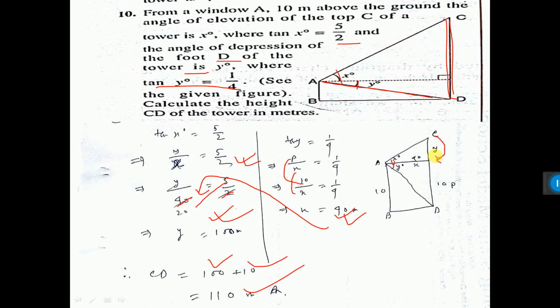Now CK I considered y, and AB, that is KD, I got 10. This is 10, so that is also 10. Now 10 plus y, the value I got, so you add and get 110. This is the answer.